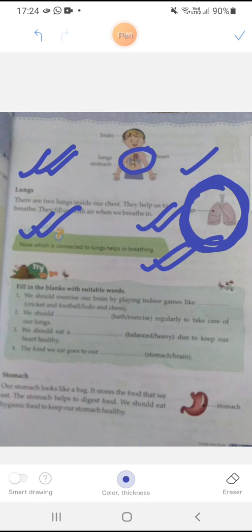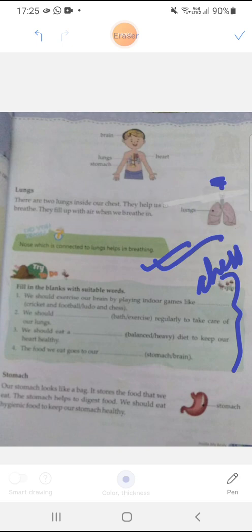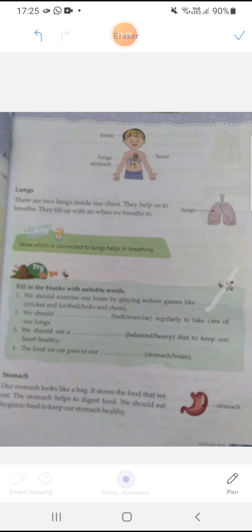So there are some fill in the blanks in your book. We should exercise our brain by playing indoor games like, blank. You can write down chess. Chess is one of the indoor games. So the first answer you can write down is chess.